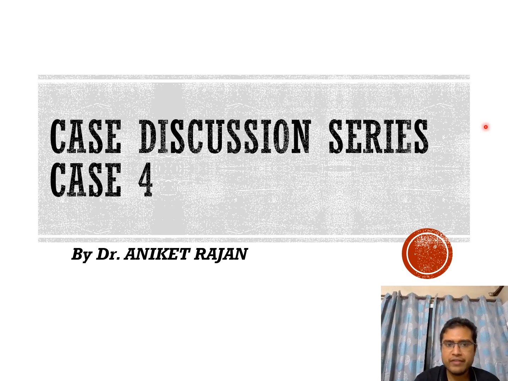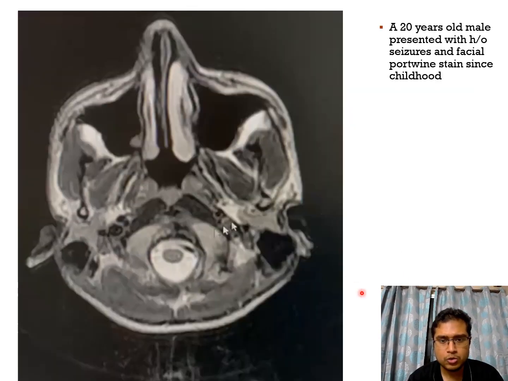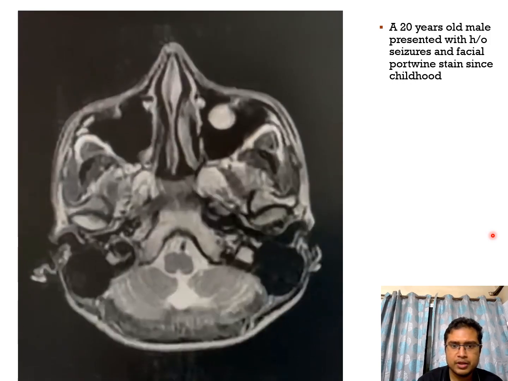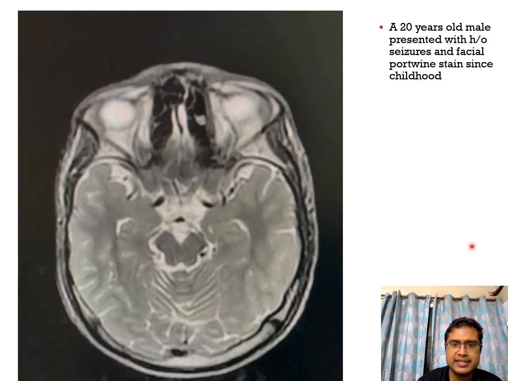Hello everyone, and today we'll be discussing the fourth case of this case discussion series. Here we have a 20-year-old male presented with history of seizures and facial port wine stain since childhood. This is the MRI of this particular patient. These are the T2 weighted images, axial section of the brain.